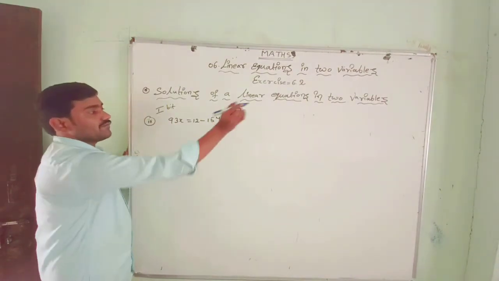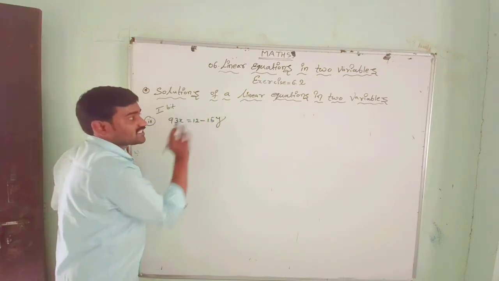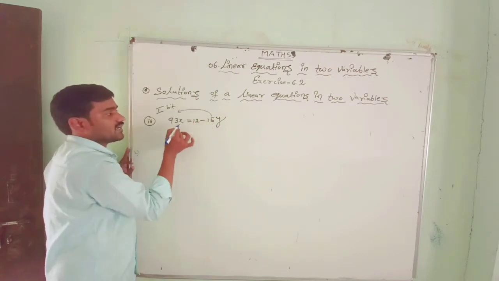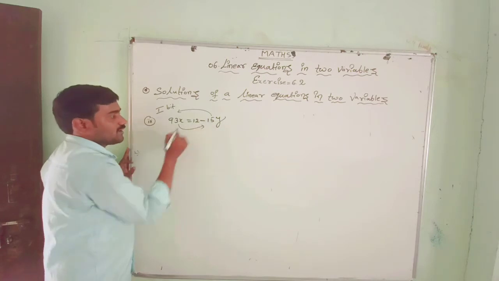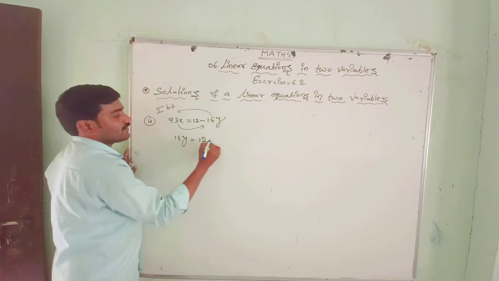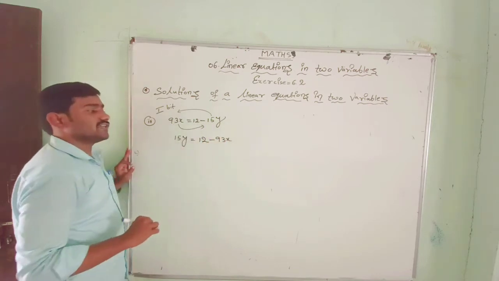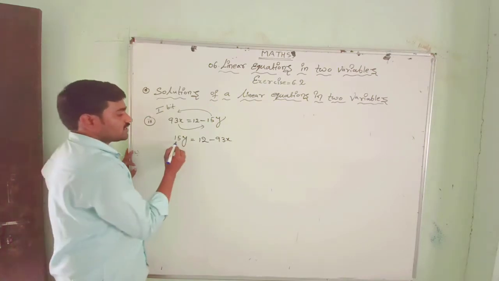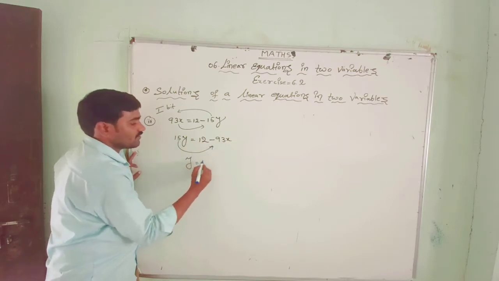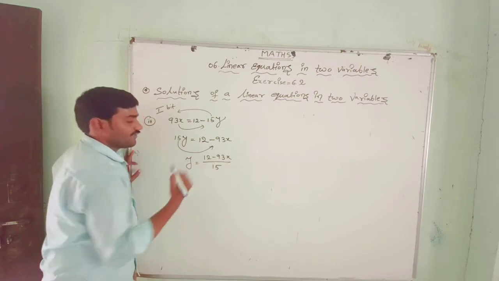Simple. We have to write y equal to. See that y is negative, so we'll make it positive. Y will come to this side, and x will transfer to the other side. This minus 15y becomes plus 15y. Here there is already a 12. Here 93x becomes minus 93x. Then we got this y, and the 15 is multiplying here, so this 15 will be divided. So y equal to 12 minus 93x by 15.